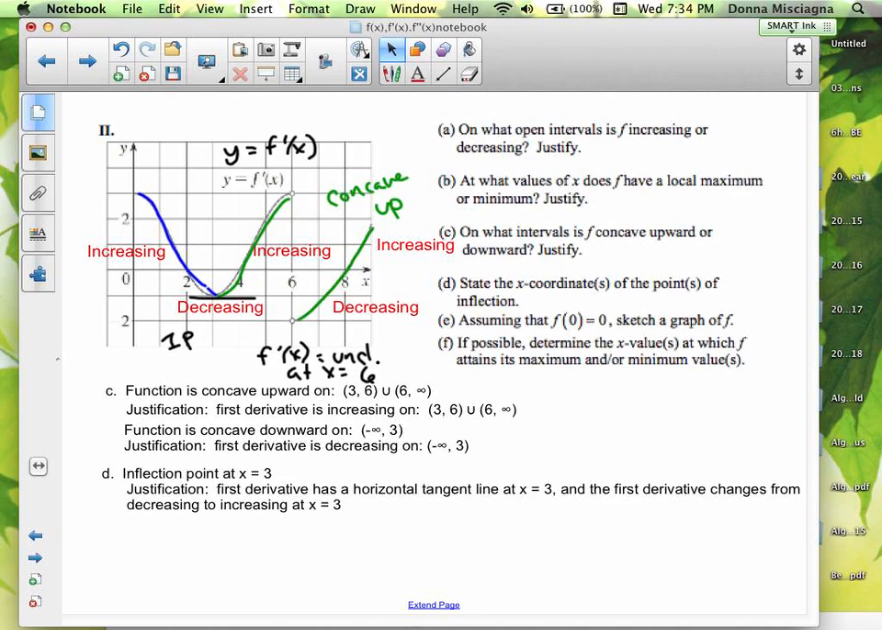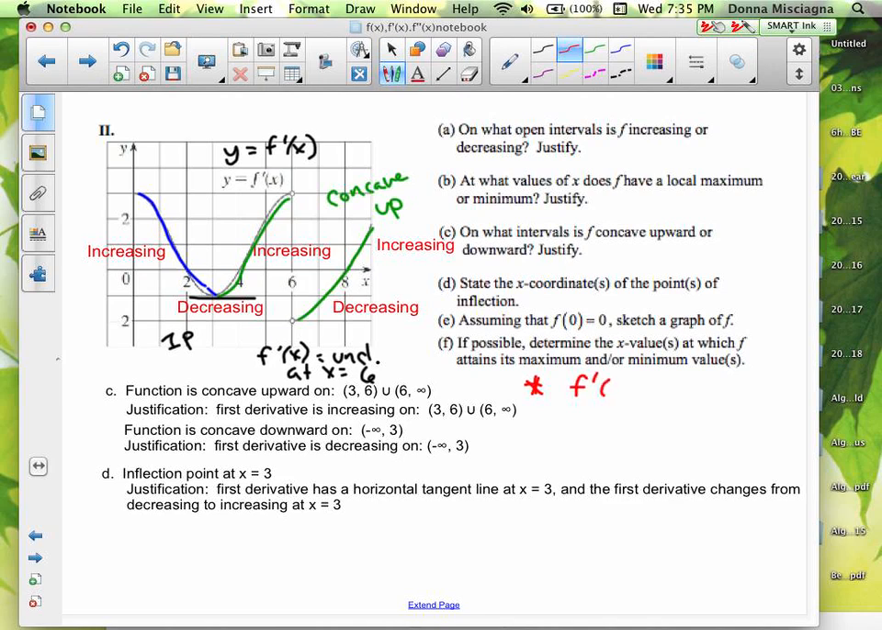So notice that if your first derivative is increasing, your function is going to be concave up. And where your first derivative is decreasing, your function is going to be concave down. Right? And let's make sure we put that right in your notes. Right? So that's very clear. Make sure you write it somewhere.